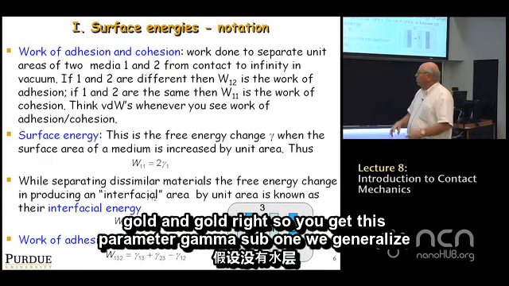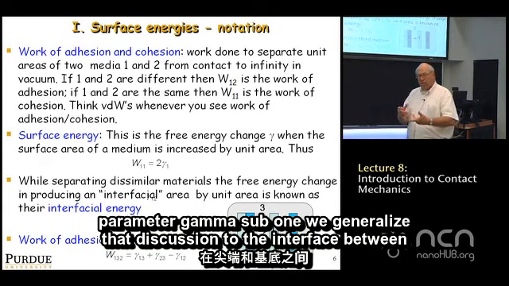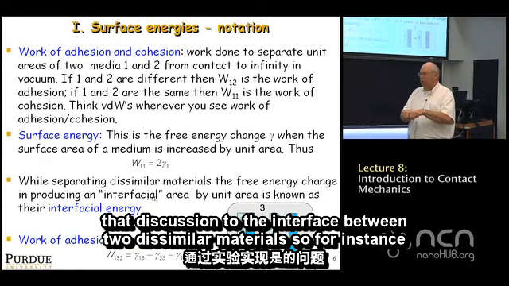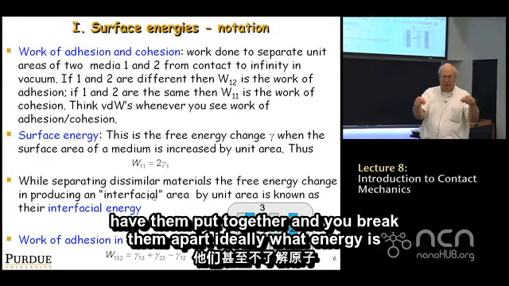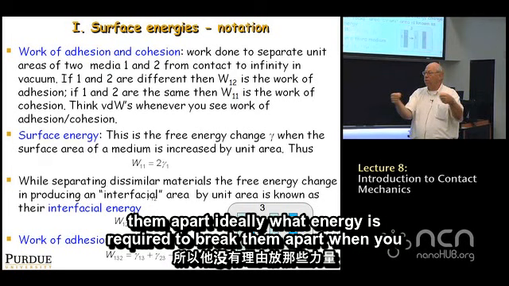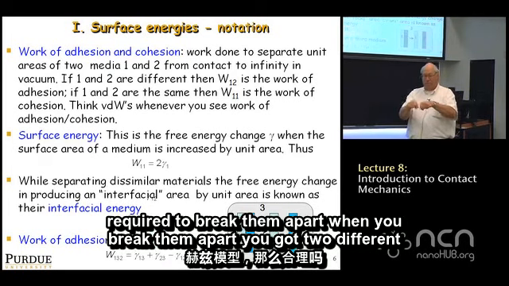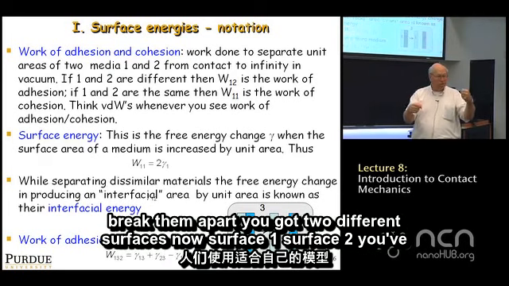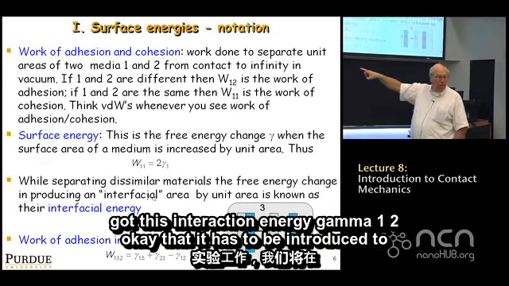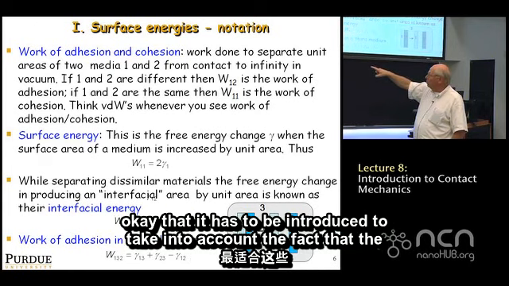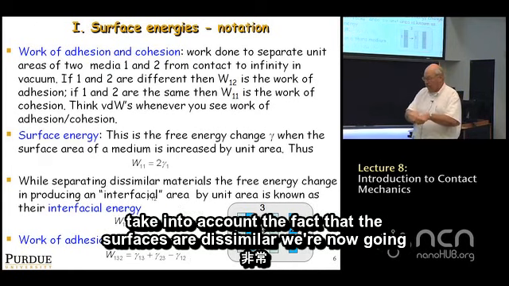We generalized that discussion to the interface between 2 dissimilar materials. So for instance, if you have gold and silver put together and you break them apart, ideally what energy is required to break them apart? When you break them apart, you've got 2 different surfaces now, surface 1, surface 2, and you've got this interaction energy gamma 1, 2. That has to be introduced to take into account the fact that the surfaces are dissimilar.